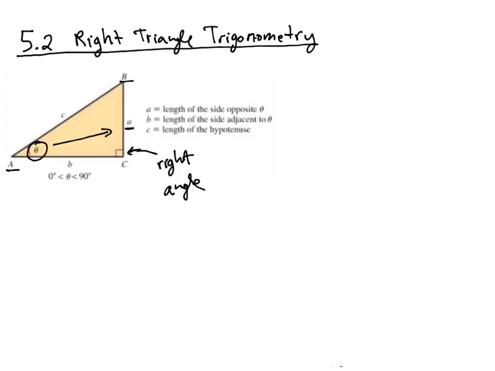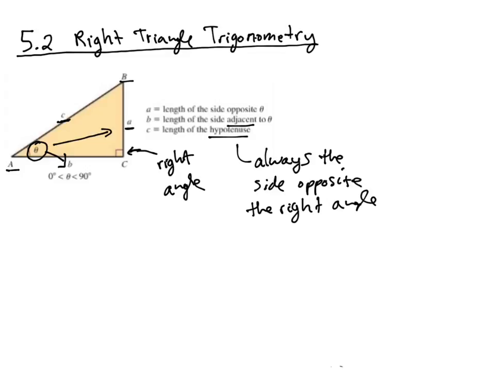We would call side B the side adjacent to angle theta. Adjacent just means next to. And then we have side C, which we're going to call the hypotenuse. In a right triangle, the hypotenuse is always the side that is opposite the right angle. So the hypotenuse is always the side opposite the right angle.